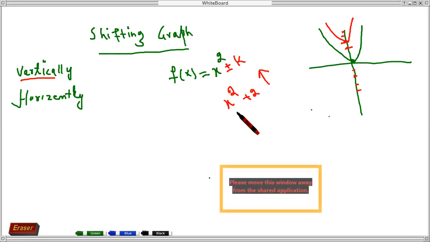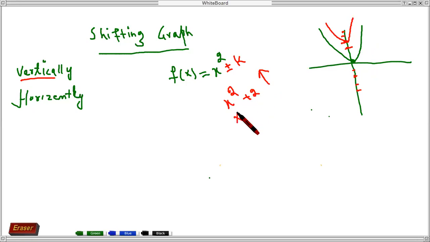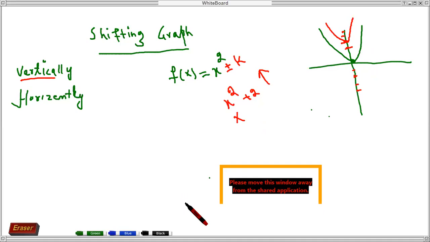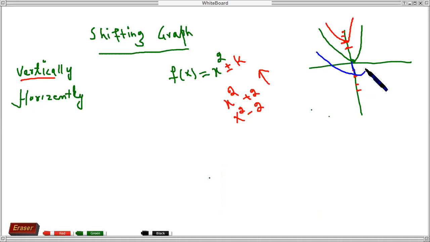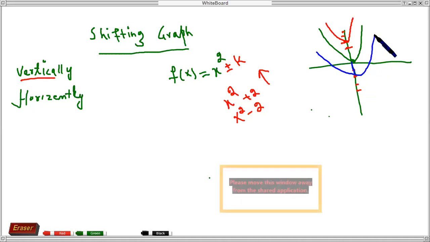If you subtract a number, for example, we have x square minus 2, then what will happen? Minus means it will move down 2 units, 1 and 2 units. The graph will be like this one. Correct?